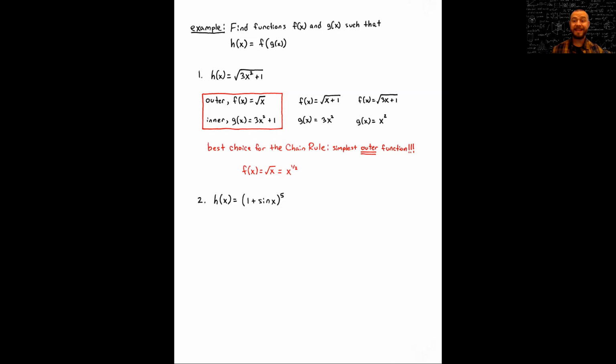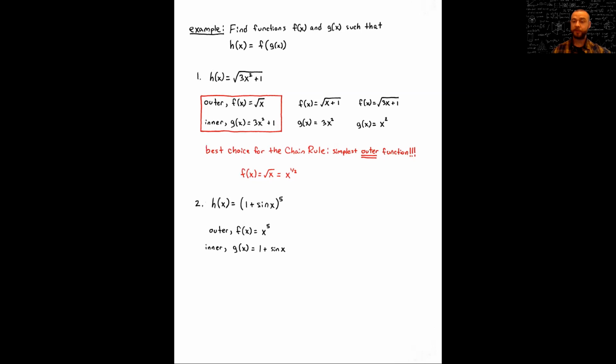All right, now one of the keys or clues to look for here is parentheses. What's inside the parentheses, we can usually take to be our inner function, g of x. What's on the outside though? A 5th power. We can't just have the outer function as just a 5th power, we need an x in there. So we'll say our outer function is x to the 5th. The inner function, what's inside the parentheses, we'll take to be 1 plus sine of x.